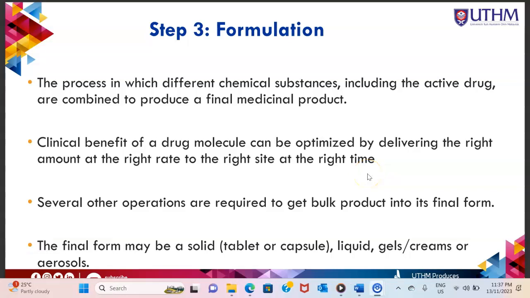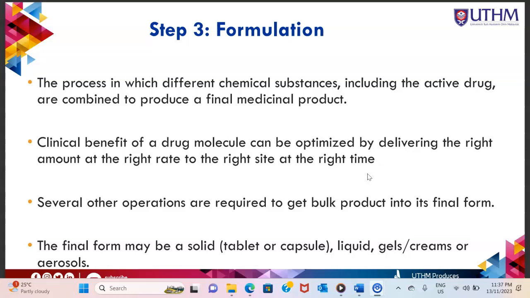So, you have known from the previous lecture, in order for you to produce a single drug, there are three steps happening. The first one is the synthesis of your active ingredient. The second one is the purification of your active ingredient. And the third step is formulation of your drug. So, why is it important?